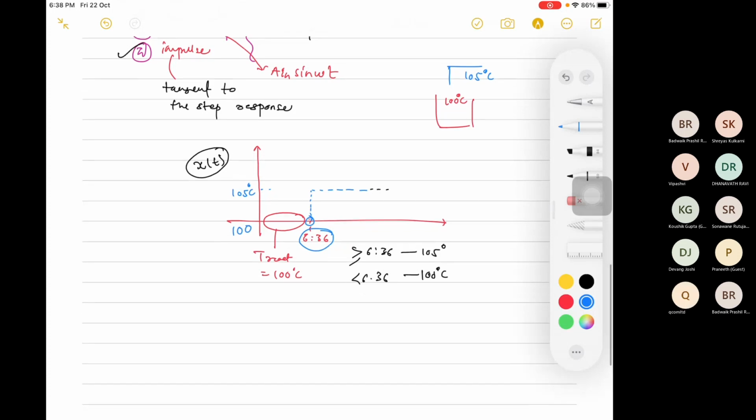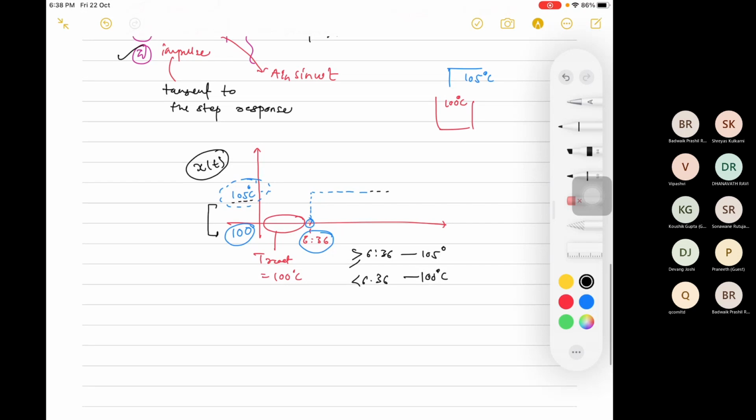What we are doing in that case, we will use one parameter called the deviation variable. Similarly, here what was it? It was 100, and 100 was not changing up to 636. But after 636, it has changed to 105, right? So you just subtract this steady state value from this. So what will you get?